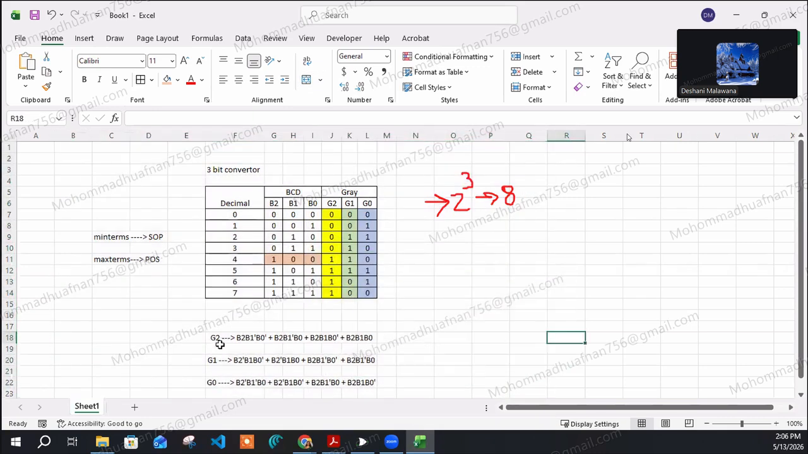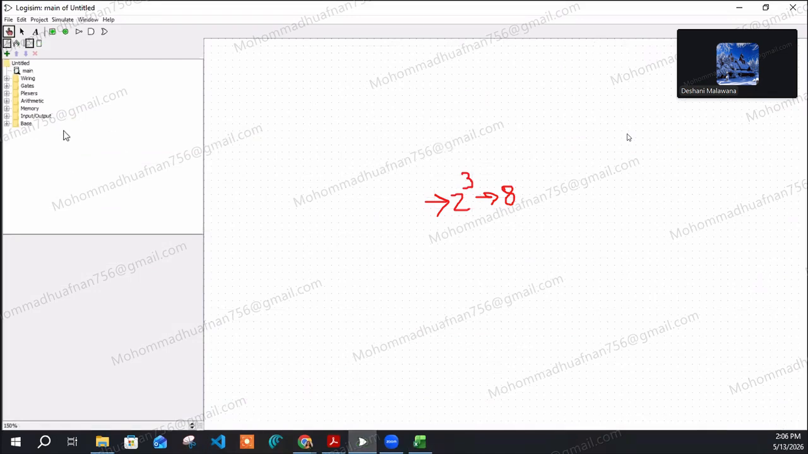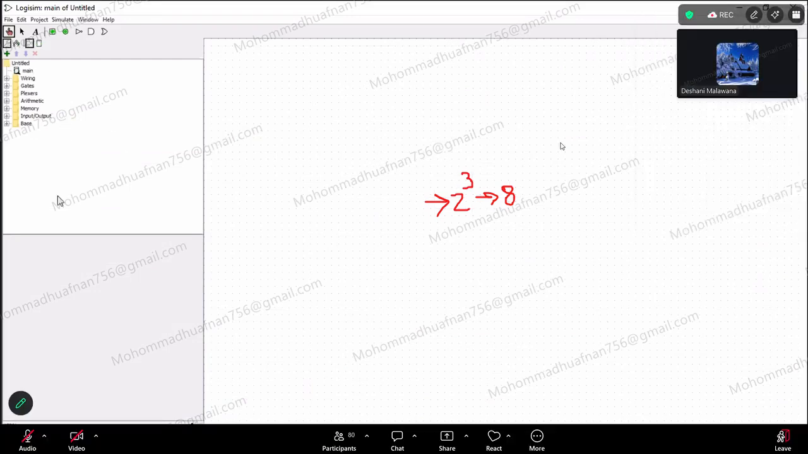Okay, so we are considering this G2, G1, G0, and we are going to create the logic equation for that one. The logic design for that one. Okay.